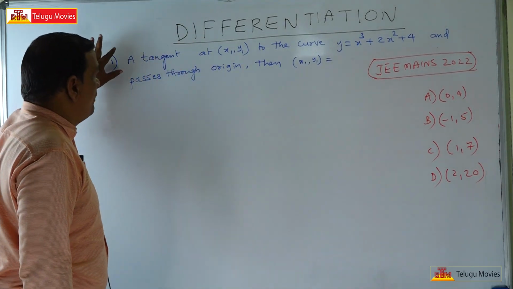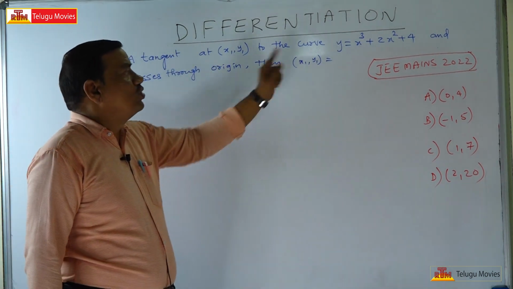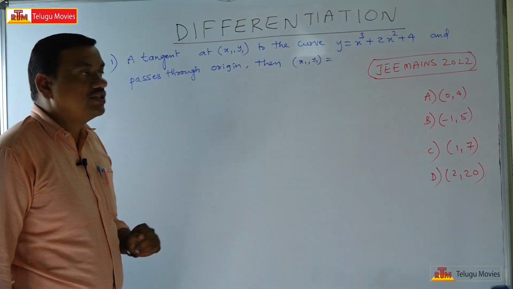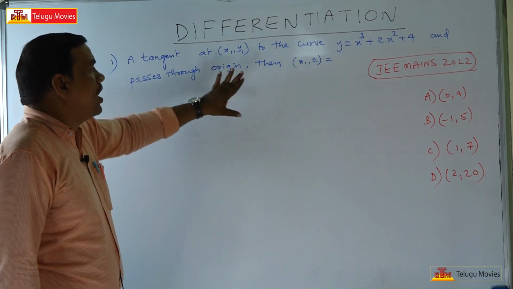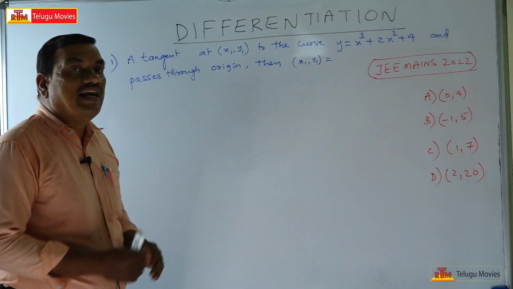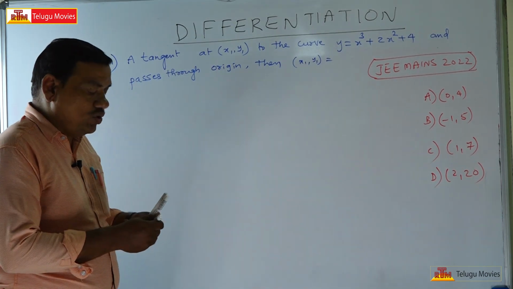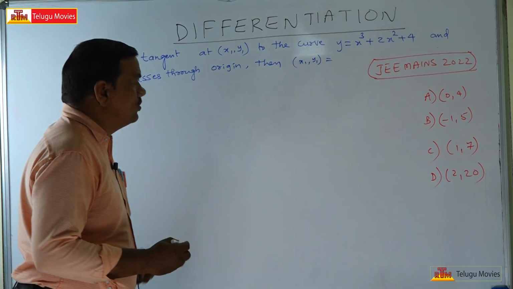So the first problem is: the tangent at x1 comma y1 to the curve y is equal to x cube plus 2x square plus 4 passes through the origin. That means the tangent also passes through the origin. Then what is the value of x1 comma y1? If you draw a diagram, the problem will look very nice.